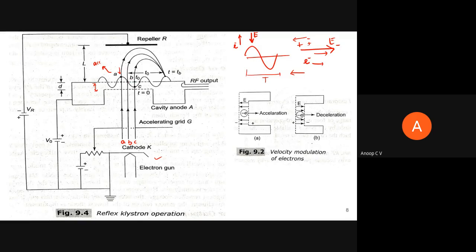So as it reaches here, it is not encountering any field as such, right? The field is 0 here, so it will not be affected. It will travel with the same velocity, maybe the drift velocity or average velocity. Whereas electron A will be accelerated, electron B, no change, right?